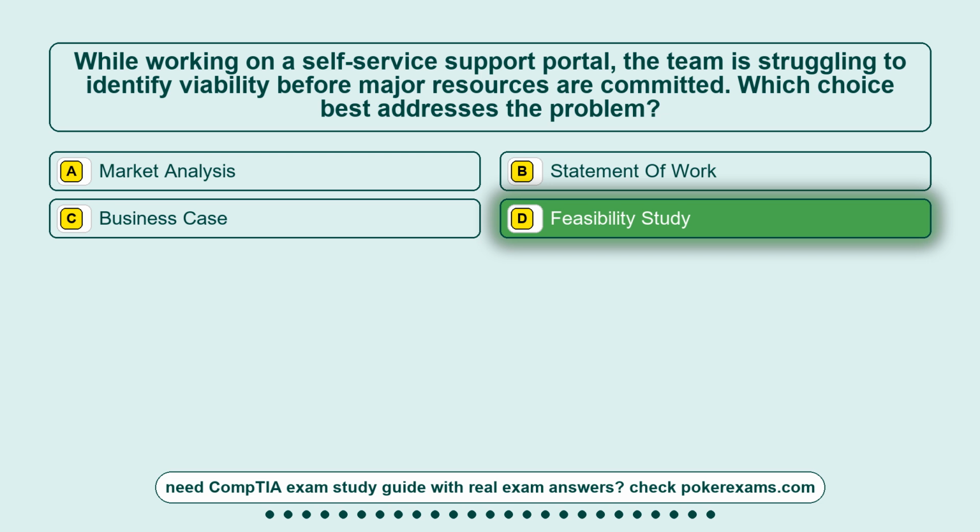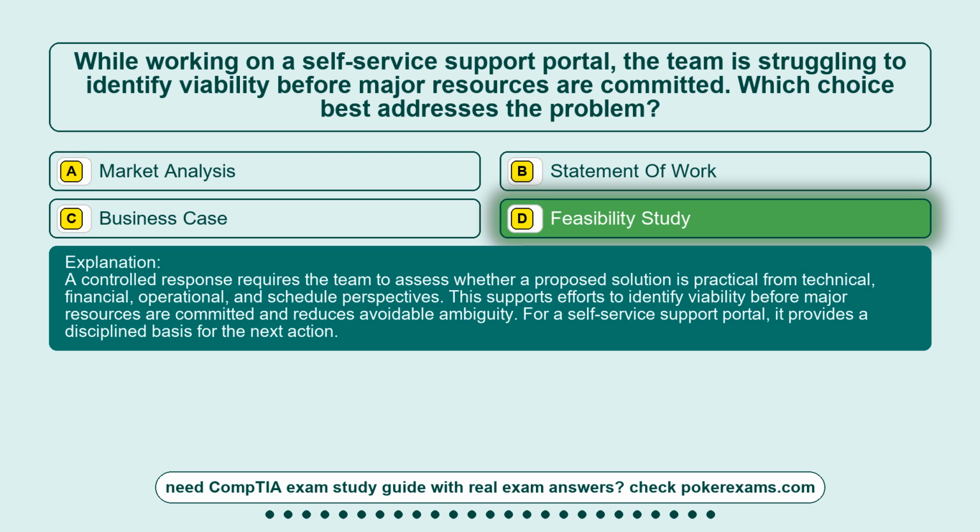Feasibility study. A controlled response requires the team to assess whether a proposed solution is practical from technical, financial, operational, and schedule perspectives. This supports efforts to identify viability before major resources are committed and reduces avoidable ambiguity. For a self-service support portal, it provides a disciplined basis for the next action.